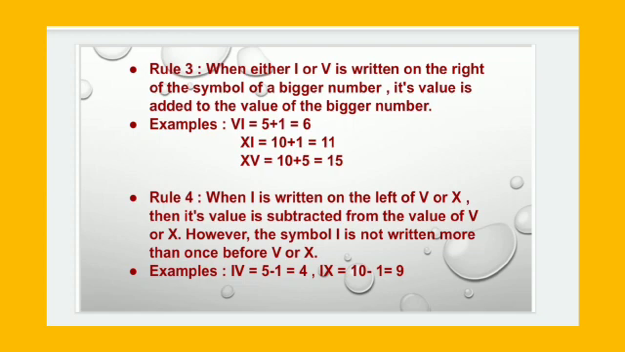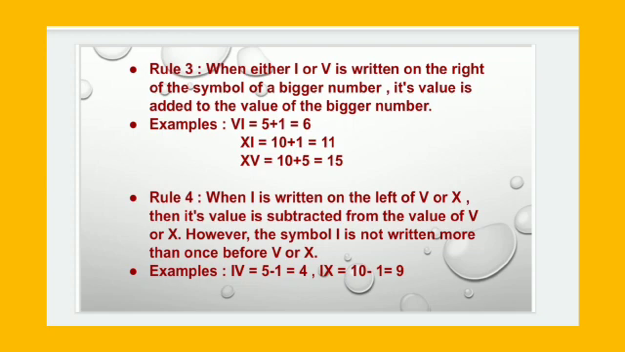Now 4. 4 is what? 5 minus 1. So in the Roman numerals, 5 minus 1 is 4. What is the breakup of 4? 5 minus 1. So here we cannot write down the bigger number first. We have to write down the smaller number first. That is why we write 4 as IV.